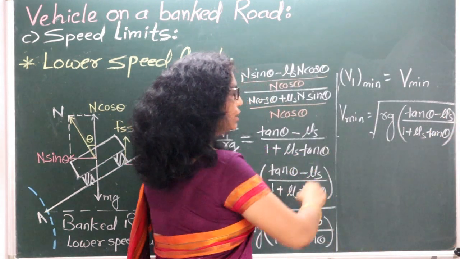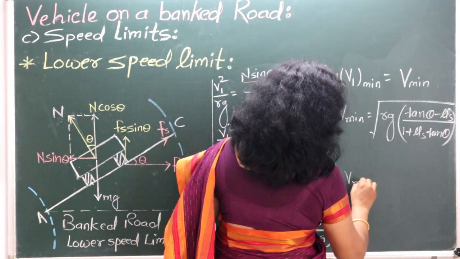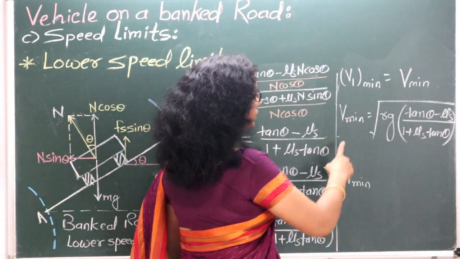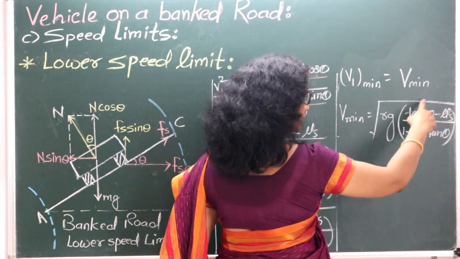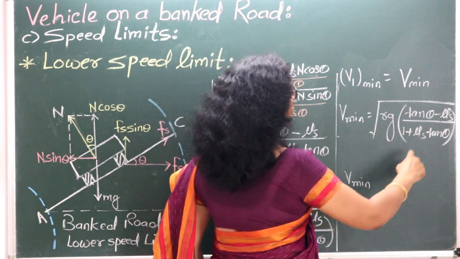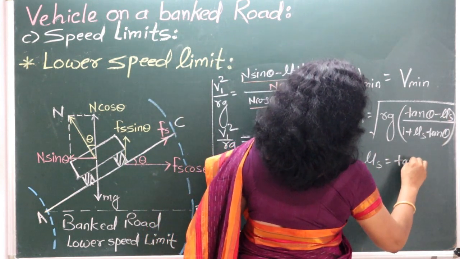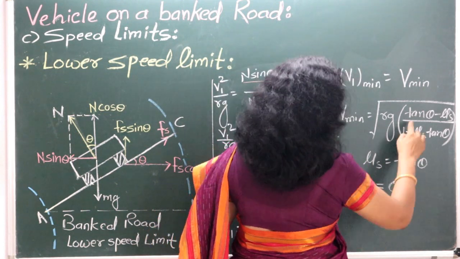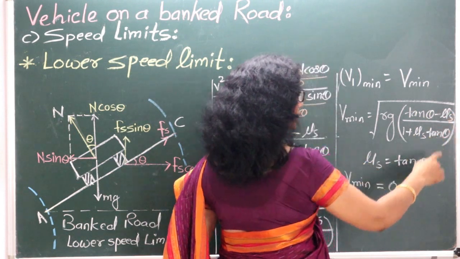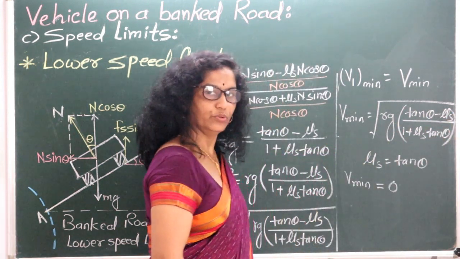Now for the minimum value, what is the value for minimum? That is v minimum. When will it become 0? When this numerator becomes 0, and therefore if mu s equals tan of theta, then v minimum becomes 0, because tan theta minus tan theta equals 0, and 0 into something is equal to 0 in this case.